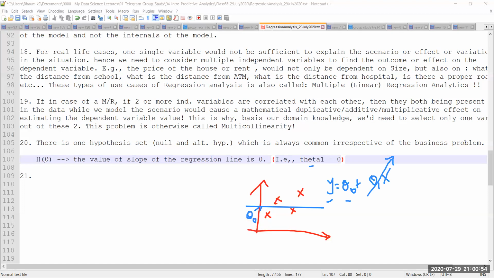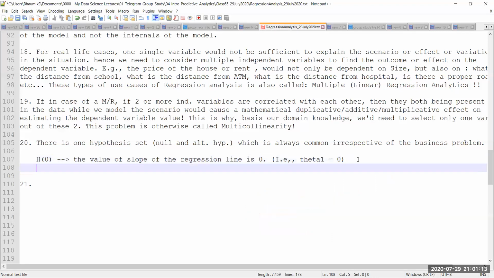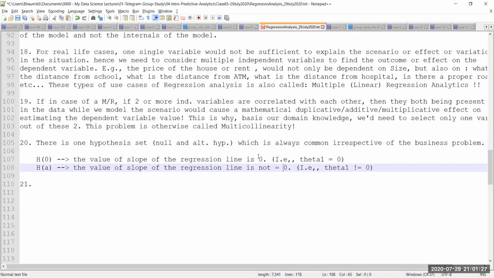Hence, my null hypothesis states there is no relationship between x and y, right? In other words, y does not regress or change with any change in the value of x. As simple as it sounds, this is a null hypothesis which is common irrespective of the use case that you're looking at. Obviously, the alternate hypothesis is just going to be the opposite. The value of slope of a regression is not equal to 0, right? So this is what the common set of hypothesis is.